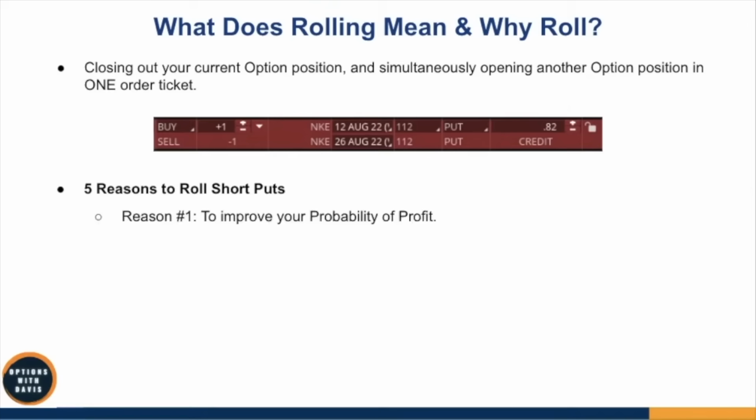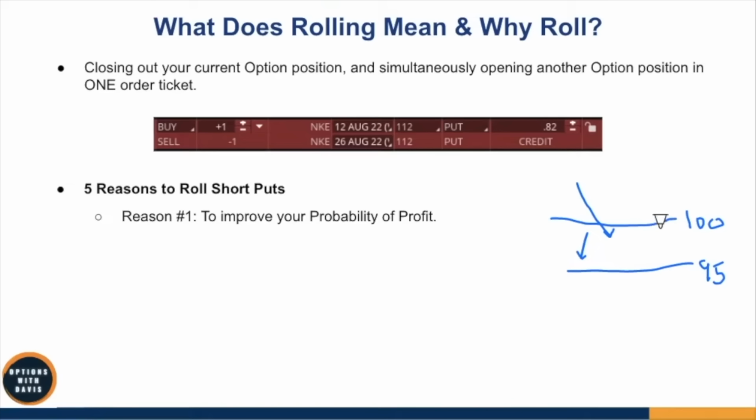So the first reason is to improve your probability of profit. Let's say, for example, you have a short put at $100. You sold a short put at $100, then you decided to roll after the market decided to drop. If the market drops and then you want to roll, let's say you could roll it to 95. So what does this mean?